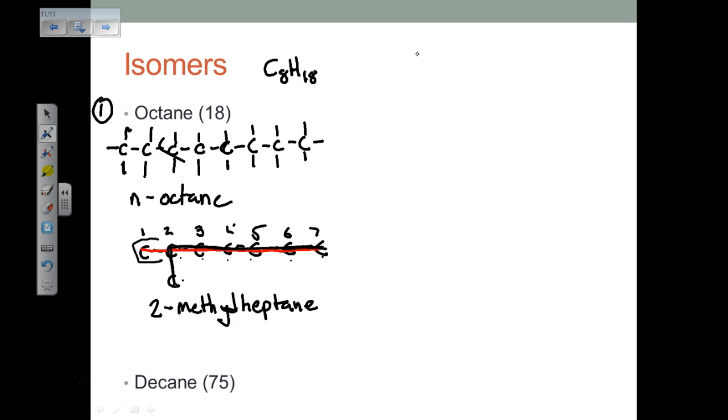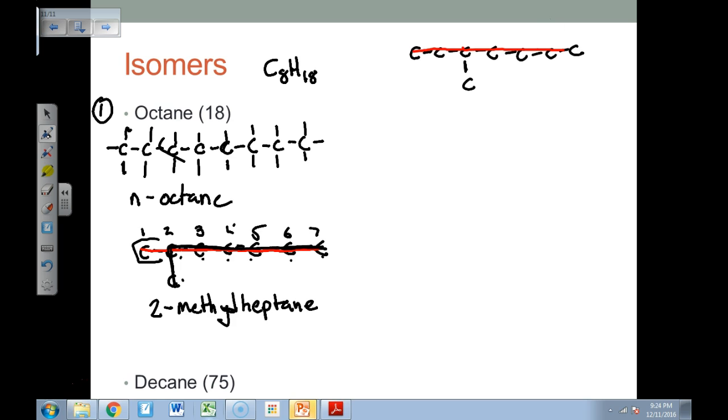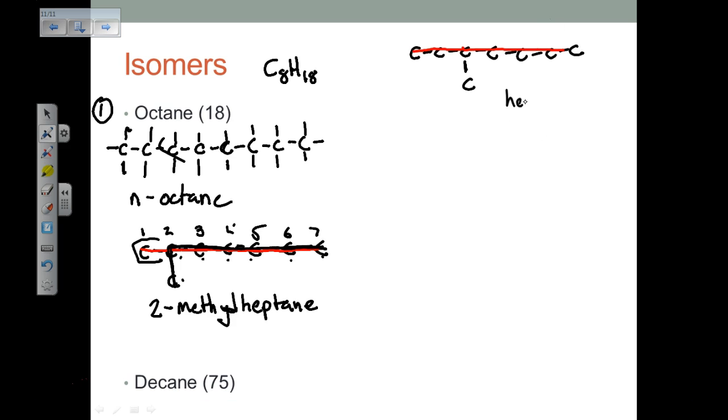Okay, so now let's do another one. Here's another 7 carbon chain. 1, 2, 3, 4, 5, 6, 7. And let's put the carbon here. Okay, and when we do that, the longest carbon chain again is 1, 2, 3, 4, 5, 6, 7. If we go here, it's only 6. If we go this way, it's only 4. So it's 7. So when we name a carbon chain, that's a heptane.